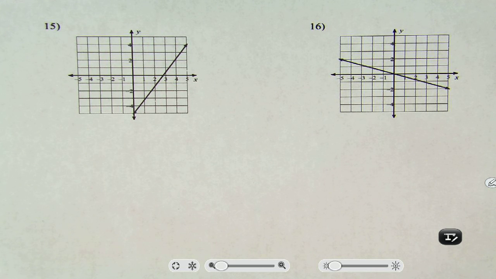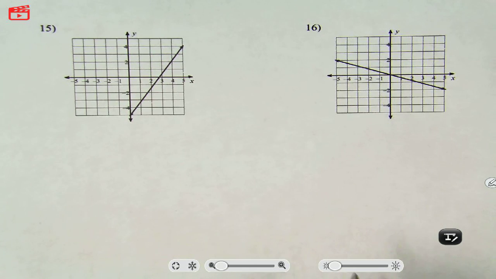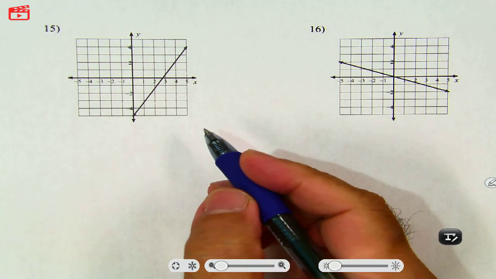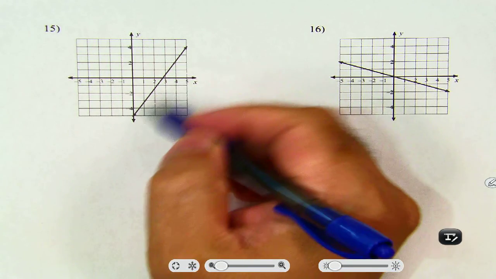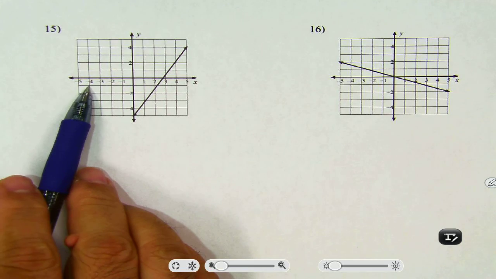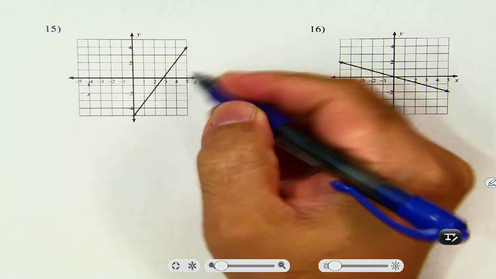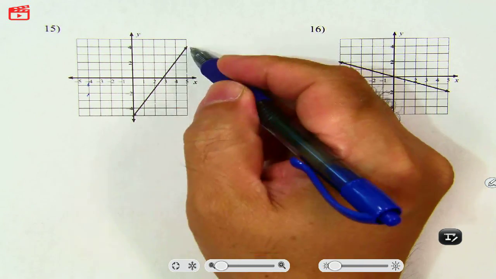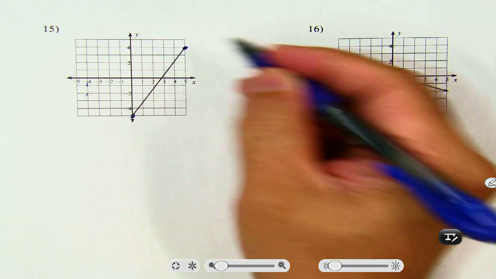Alright, this is problem 15 and 16 on ASGN107. You're asked to find the equation of lines, and what you want to do is find some lattice points on this line. A lattice point is where the grid lines meet. So this is a lattice point here, lattice point here. But you want a lattice point on the line. And if you don't see one in between the arrows, it's probably at the arrows. So there's a lattice point there, and a lattice point there.